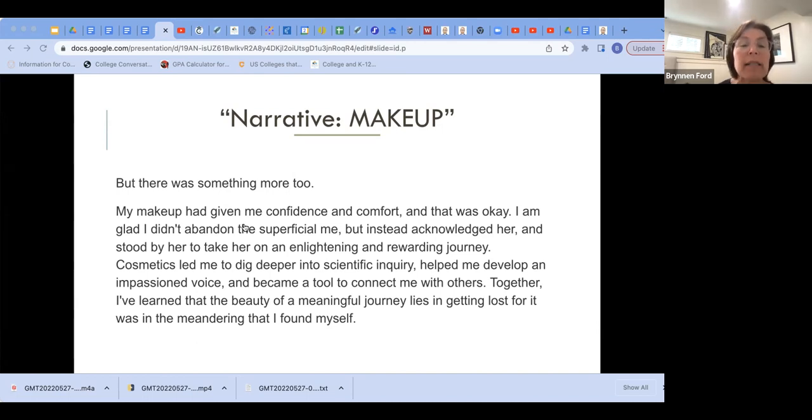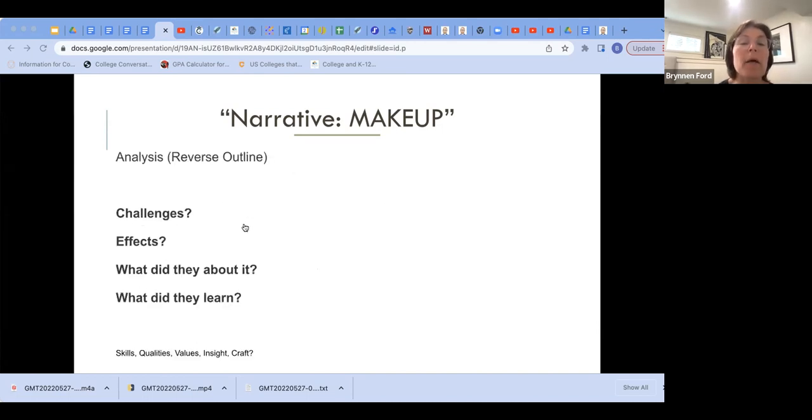So reflecting on this, what did people notice? Did you notice any values or vulnerability or craft? Or did you notice challenges, effects, what she did about it or what they did about it?